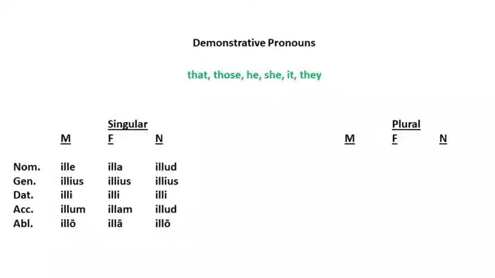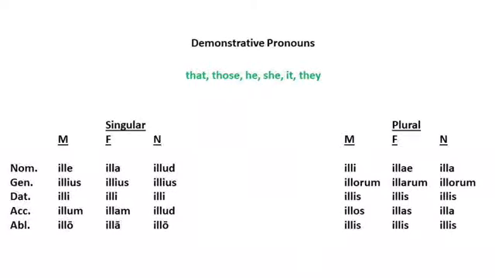We have ille, illa, illud, illius, illius, illius, illi, illi, illi, illum, illam, illud, illō, illā, illō. And again, you want to watch those long marks or macrons on the ablative vowels. Over on the plural side, we have illi, illae, illa, illorum, illarum, illorum, illis, illis, illis, illos, illas, illa, illis, illis, illis. Again, you may want to pause the video while you get those copied.